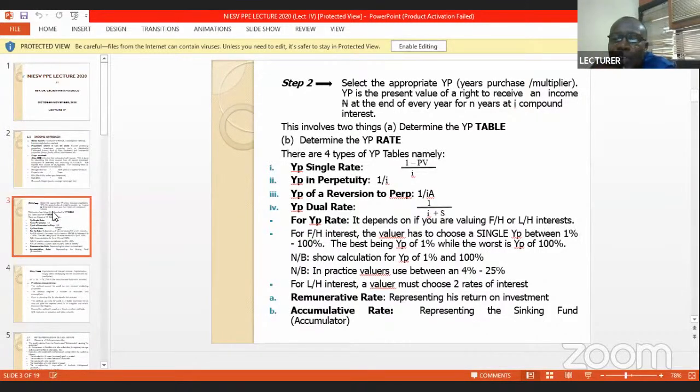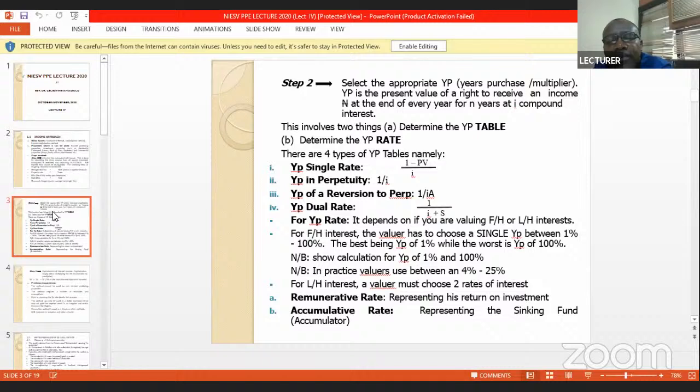The first 3 on your screen, number 1, 2, and 3, are used to value the landlord's interest. Number 4 is used to value the tenant's interest. And when I say the tenants, I mean the tenants, the subtenant, and the sub-under tenant. They are all categorized as tenants.